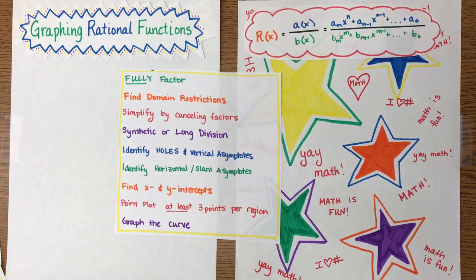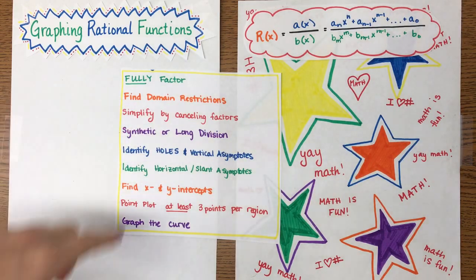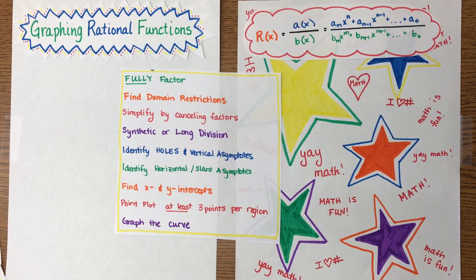But these are the things that before we decide we are done with a problem, we want to make sure we've done. We want to fully factor, and that one really should come as your first step. Fully factoring and finding your initial domain restrictions, just to make sure that we have all of our domain restrictions covered. You want to make sure you simplify by canceling factors. That's going to help you find any holes you might have. Then you want to use synthetic or long division if the degree of the numerator is not smaller than the degree of the denominator. Then you want to identify any holes and vertical asymptotes.